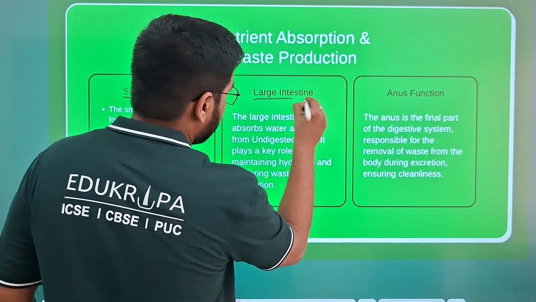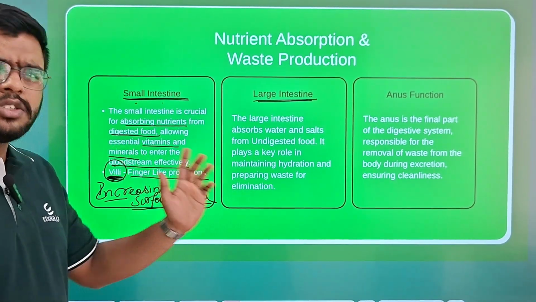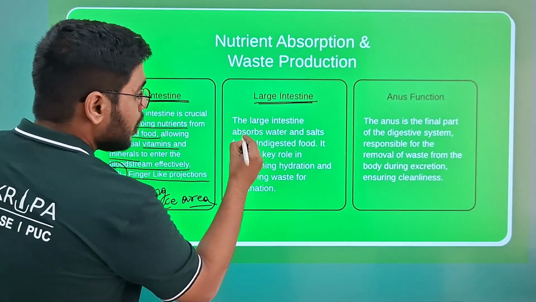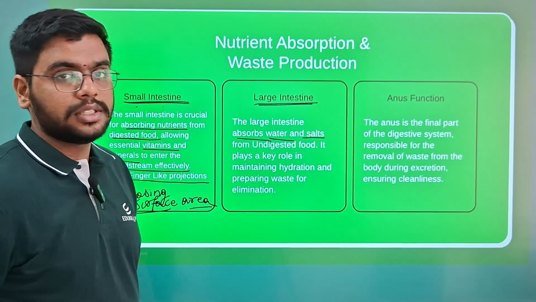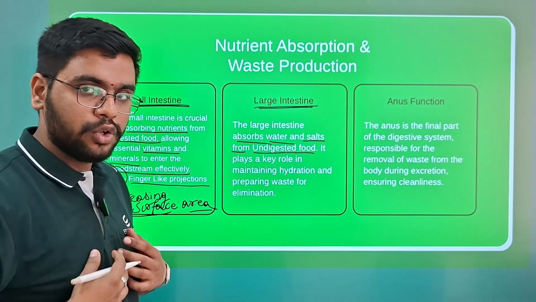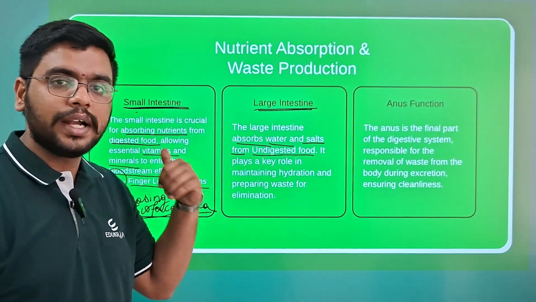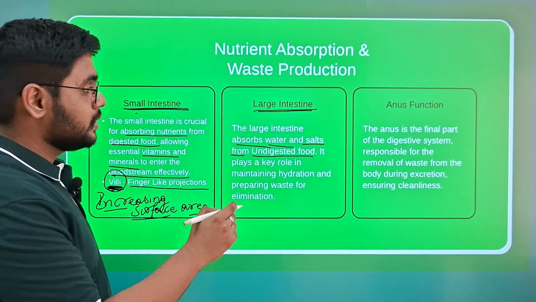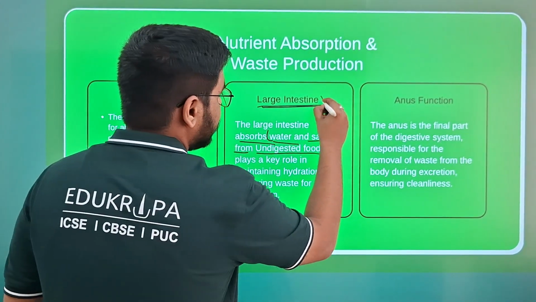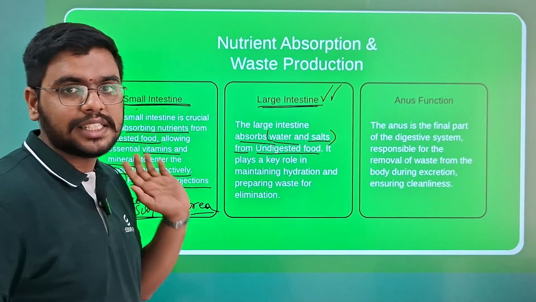Next, the large intestine. After small comes the large intestine in the digestive tract. This is going according to the chronological order. The large intestine further absorbs water and salts from the remaining undigested food that passes after going through the small intestine. This part is mostly undigested food. Even from this, water and salts can be absorbed. This is done by the large intestine. Okay, this plays one of the major key roles in the digestive tract.